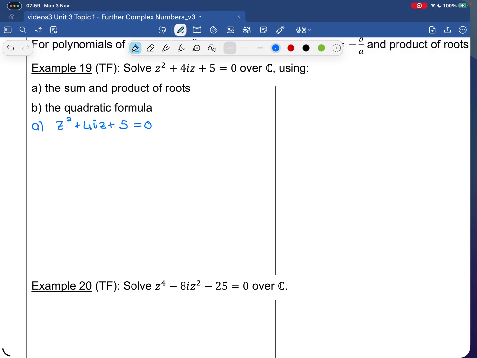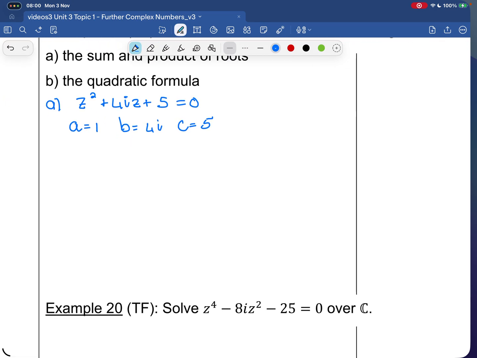instead of trying to factorize this or complete the square or use any of the other methods that we've learned, what I could do is I notice that this is in the form az squared plus bz plus c equals 0. So that would mean that my a is 1, my b is 4i, and my c is 5. Now, I know I'm going to have two roots, so let's let those two roots just be equal to two variables. So let the two roots, let's make them g and h.